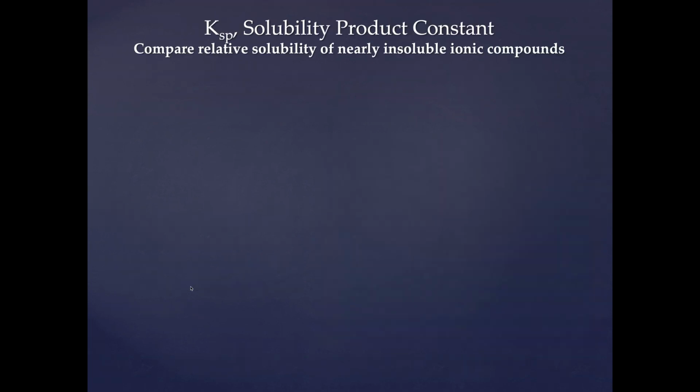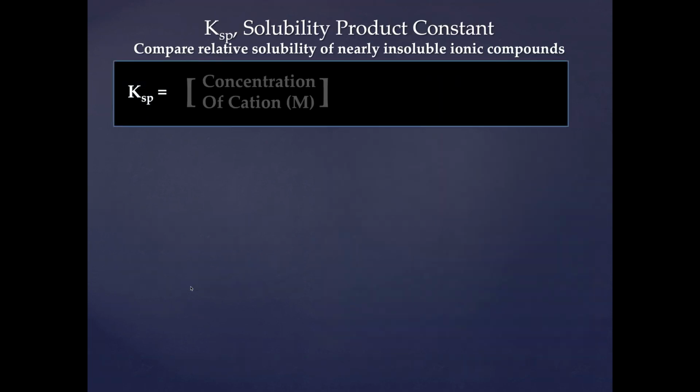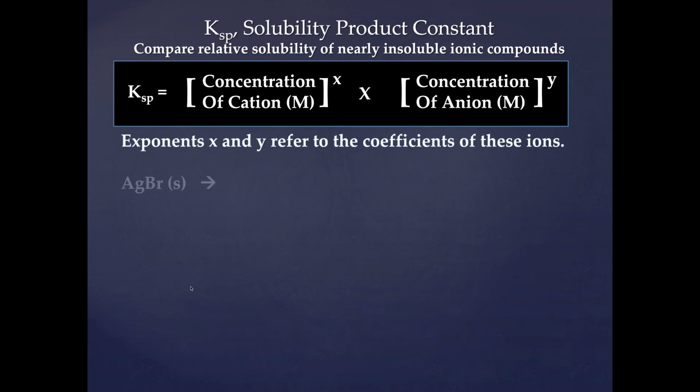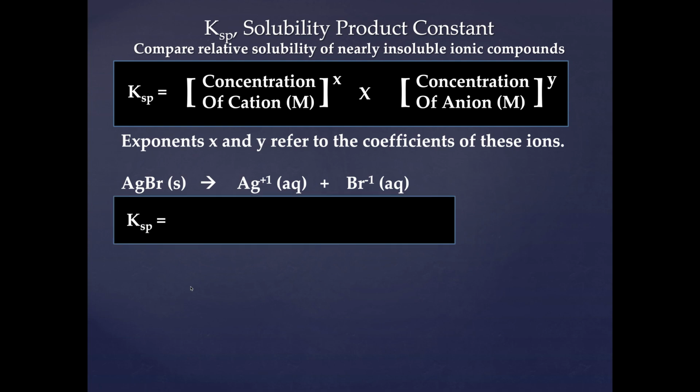So here's how that works. KSP is equal to the concentration of the positive ions to the power of whatever the coefficient is, times the concentration of the negative ion to the power of whatever its coefficient is. So, for example, let's say I dissolve silver bromide into silver ions and bromide ions. The KSP will be equal to the concentration of silver ions times the concentration of bromide ions.